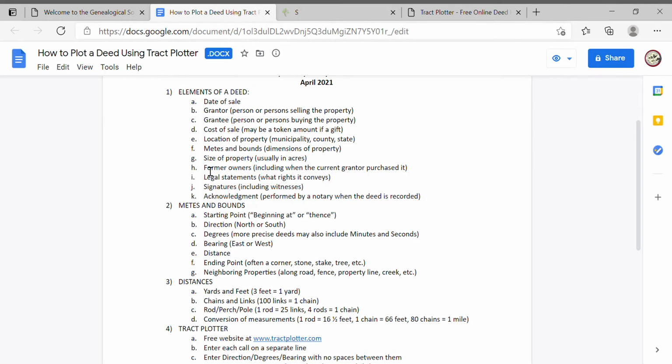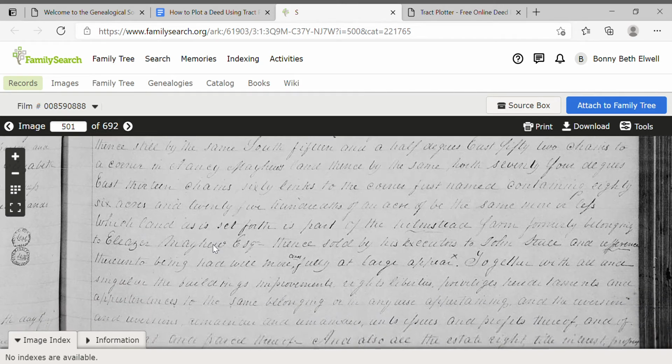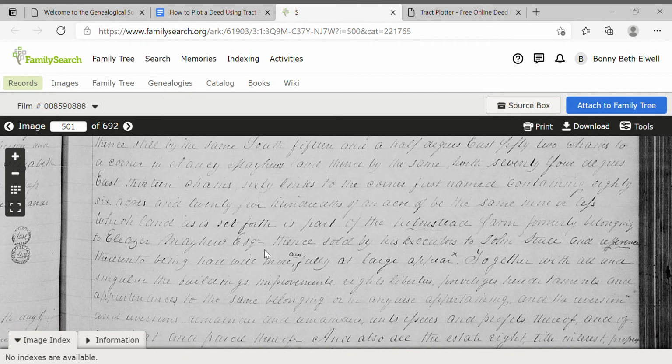All right, the next item is going to possibly be the former owners, or particularly when the current grantor purchased it. So let's see, what does it say about that? "Which land," okay, the land that was just described, "as is set forth, is part of the homestead farm formerly belonging to Eliezer Mayhew, Esquire." Okay, so we now know the former owner. It was Eliezer Mayhew, Esquire. "Thence sold by his executors to John Stoll, and reference thereunto being had, will more and fully at large appear."